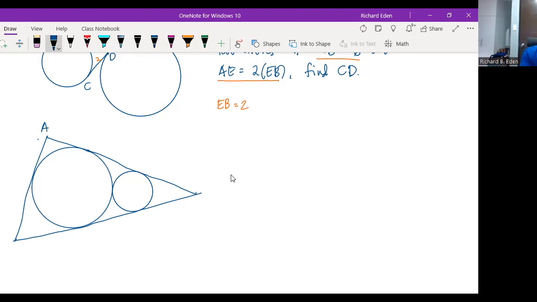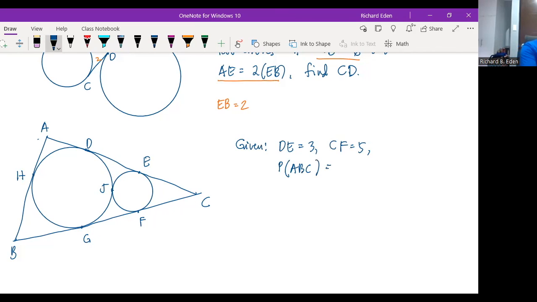Okay, so A, B, C, then next time we'll do Ptolemy's theorem, F, G, and then J, and then H. So we have triangle ABC, and these circles are tangent to each other, and they are tangent to the sides as shown there. Okay, given DE equals 3, CF equals 5, and the perimeter of triangle ABC equals 28. Find AB.